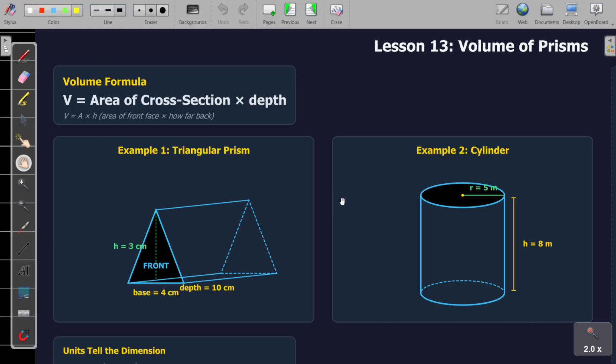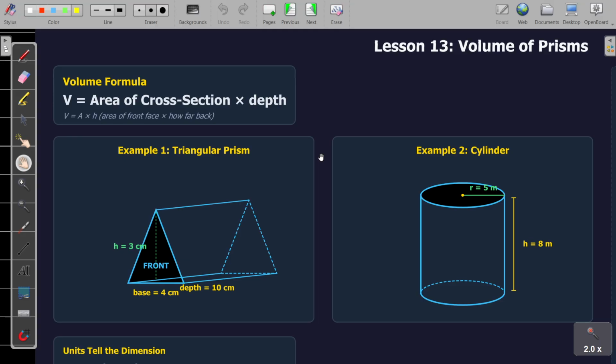Now we have conquered 1D lengths like perimeter, we have conquered 2D flat spaces like area, and so we're going to go into the 3D space. We're going to be calculating volume, the amount of 3D space inside of an object. So you can think of how much water fills a swimming pool, or how much milk is in a can or something like that.